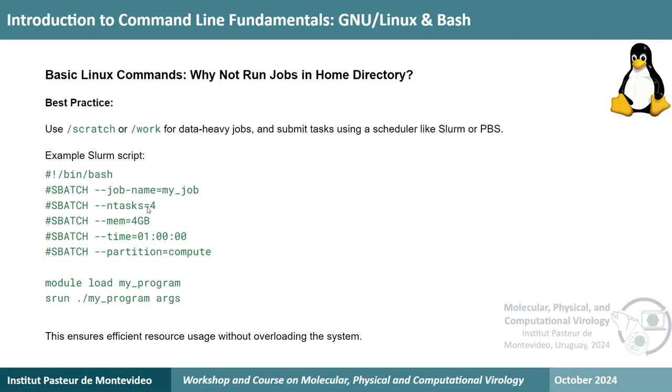Then the third line requests four tasks, which could in this case be four CPU cores or four processes, depending on your program. Then this line allocates 4 gigabytes of memory, so you can adjust this value based on your job's needs to avoid running out of memory or wasting resources.